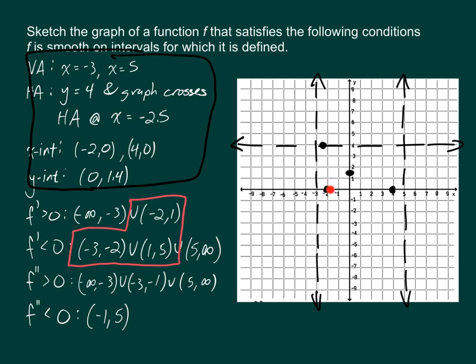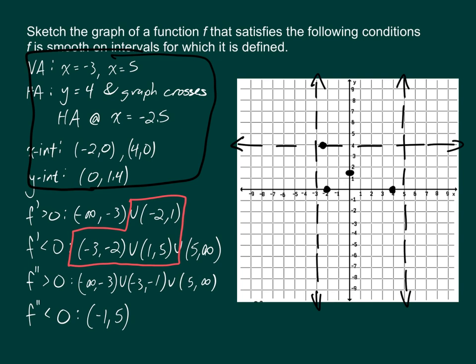Then at negative 2, you can see here at negative 2, it switches from being decreasing to increasing. So we should increase between here and 1. And then we should decrease from 1 to 5. So we should be doing something like this. Increase to 1, decrease to 5. Now we just have to figure out what to do with the concavity.